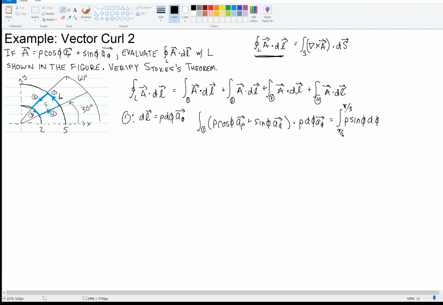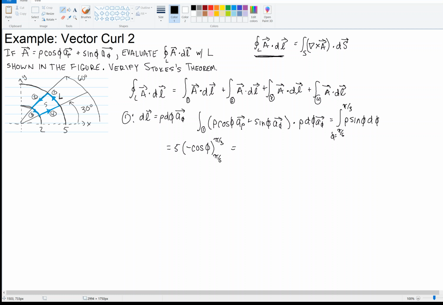And the order of those things matters, right? Because notice the orientation of the path. We're going from 30 degrees to 60 degrees, so that matters here. I'm going to put phi is that. And in this case, rho is held constant at 5. So we're going to say that this is 5 times the integral of sine of phi d phi, and the integral is then minus cosine phi, right, when we integrate sine of phi. And we're going to plug in pi over 6, and we're going to plug in pi over 3.